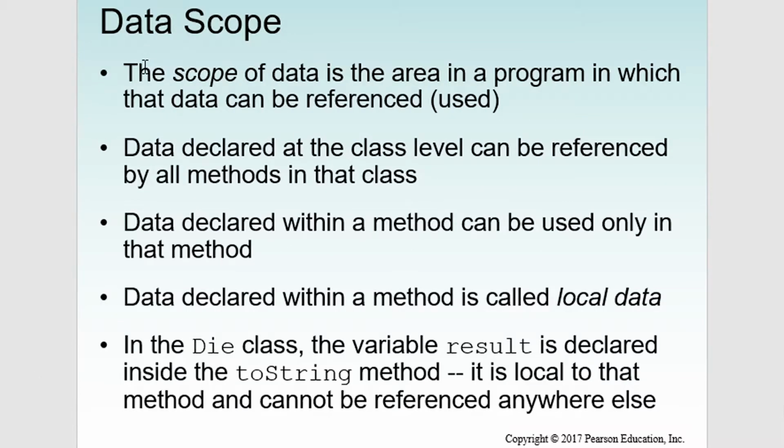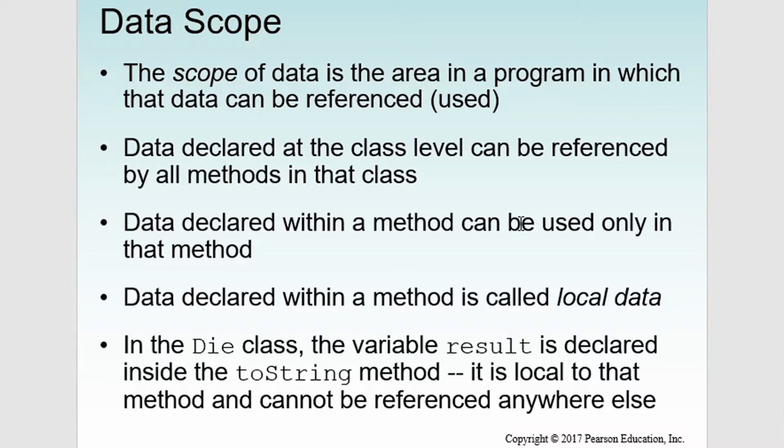Data scope. The scope of data is the area in the program in which the data can be referenced or used. Data declared at the class level can be referenced by all methods. So what they mean by class level is data outside of the methods. So I say terms like a class level constant. That's when I make a constant static, so the variable is associated with the class and not an instance of the class. Data declared in a method can be used only in that method.